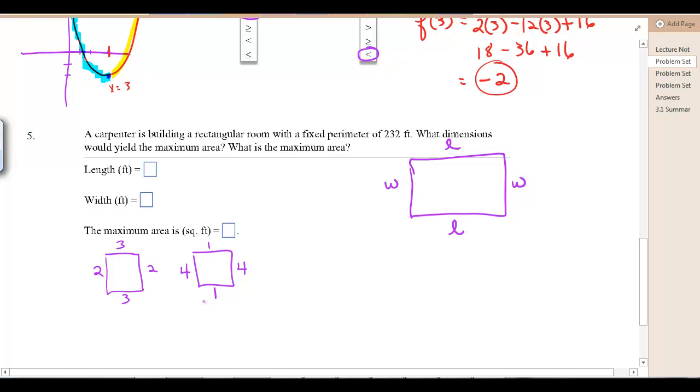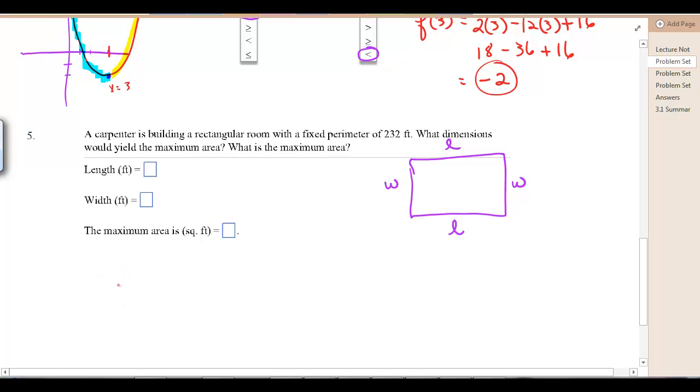So I can divide this 10 up a lot of different ways. What's the area in this one? The area is 6. What's the area in this one? 4. So depending on how I divide this up, I get different areas. So the question is asking me, what dimensions are going to give me the biggest area?